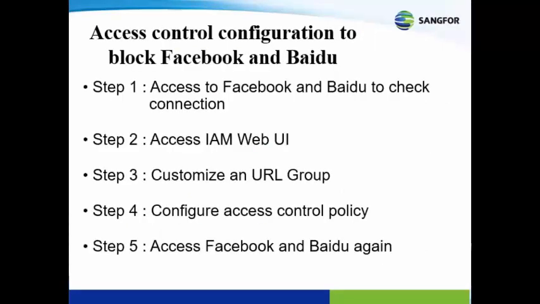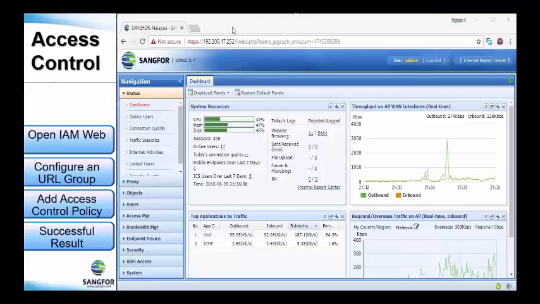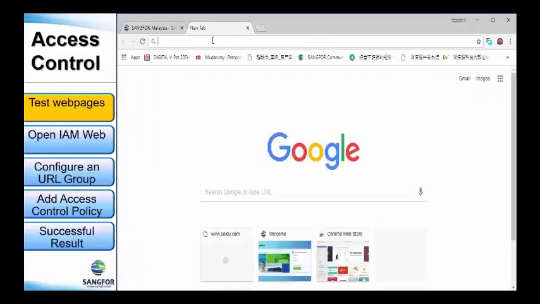There are 5 simple steps for access control configuration of blocking Facebook and Baidu. The very first step, we access to Facebook and Baidu to check the connection first. After that, we access to IAM Web UI to customize an URL group and also configure access control policy. Lastly, we access to Facebook and Baidu again to see the result. Now let us start the access control configuration.